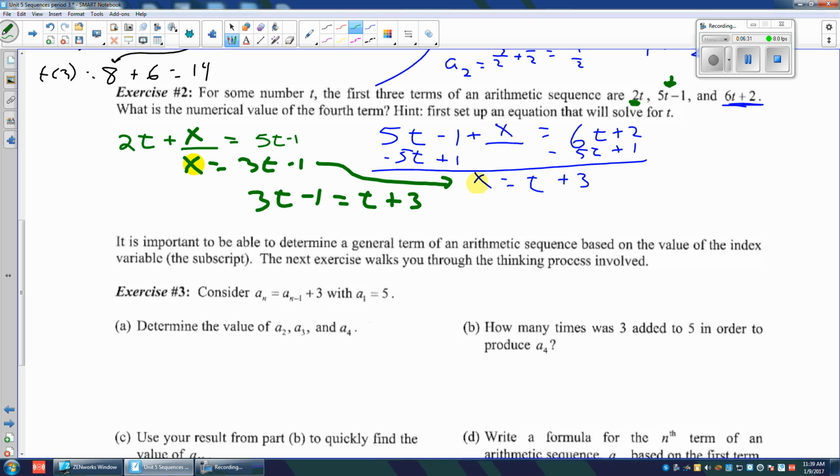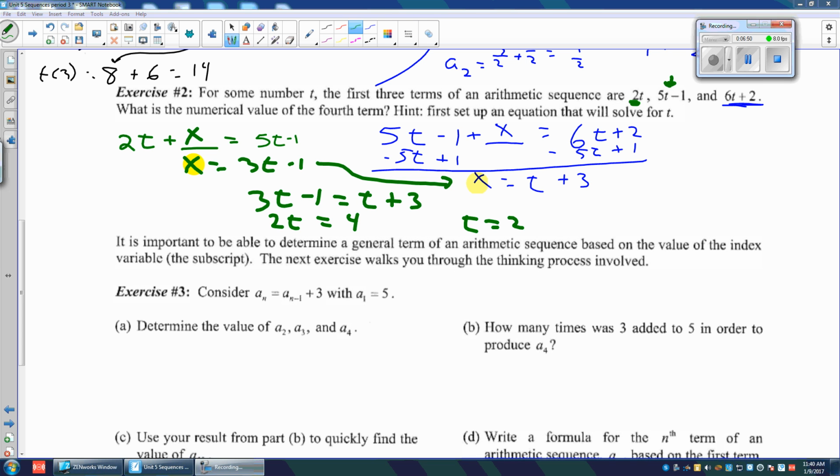Quickly subtract t from both sides. I get 2t. I'm going to add 1 to both sides equals 4. Divide by 2. t is 2. Let me see. For some number t, the first 3 terms in the arithmetic sequence are those. What is the numerical value of the 4th term?